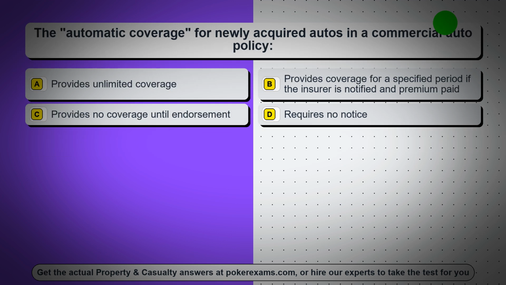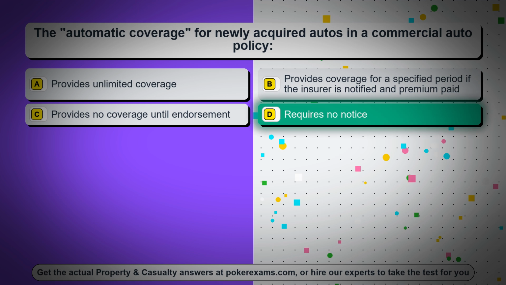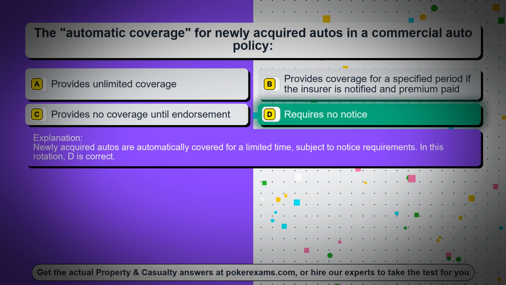Question 18. The automatic coverage for newly acquired autos in a commercial auto policy: Option A, provides unlimited coverage. Option B, provides coverage for a specified period if the insurer is notified and premium paid. Option C, provides no coverage until endorsement. Option D, requires no notice. The correct answer is option D, requires no notice. Newly acquired autos are automatically covered for a limited time, subject to notice requirements. In this rotation, D is correct.